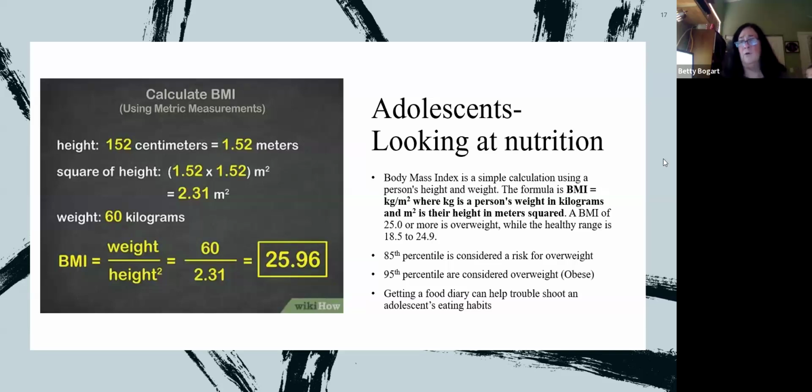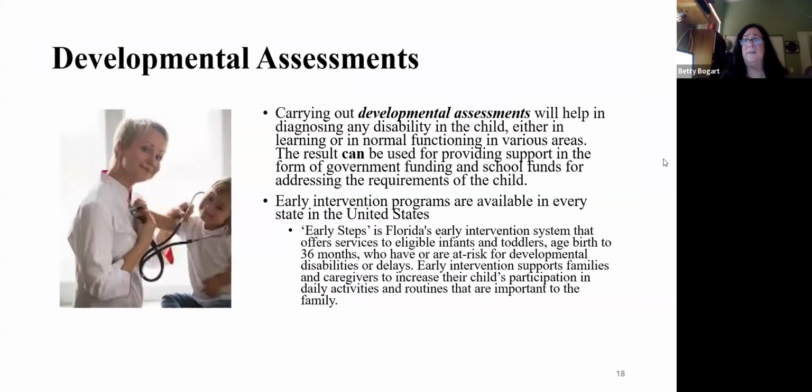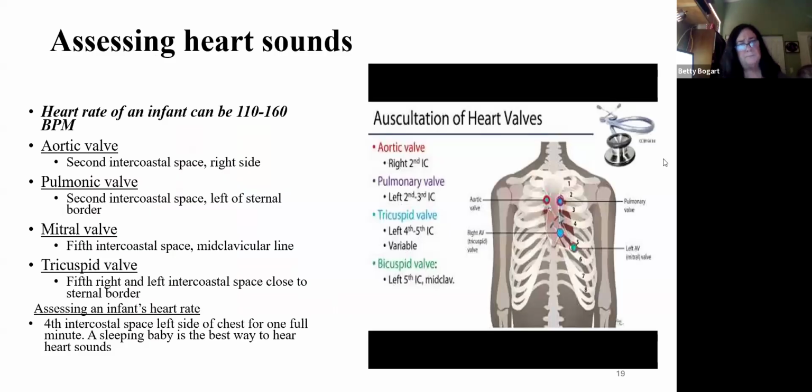You don't have to know the BMI formula, okay? What you need to know is that we do look at the fat content, their body mass index. If it's 85%, they consider that a risk for overweight. If it's 95%, they consider that obese. And again, whenever you're looking at nutrition, always think food diary. Developmental assessments, we do them because we want to find out what's going on quicker so we can correct it with early intervention. And there's all sorts of programs out there today.